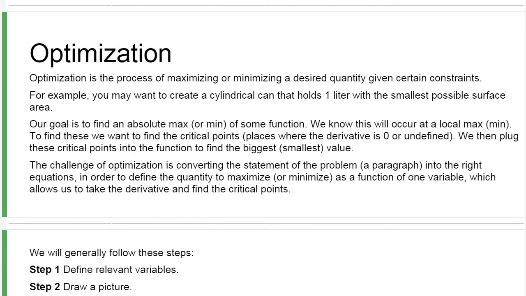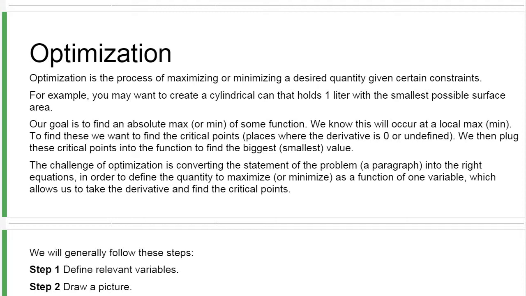In this video, we're going to talk about optimization and do some examples in SageMathCloud. Optimization is where we want to maximize or minimize some quantity given some constraints. For example, maybe you want to make a cylindrical can that holds 1 liter, that's the constraint, and you want to minimize the surface area.